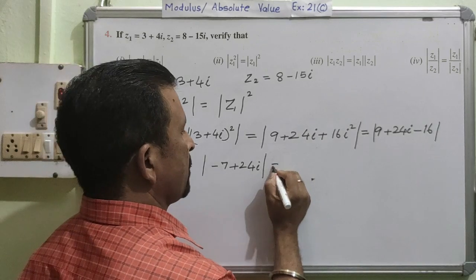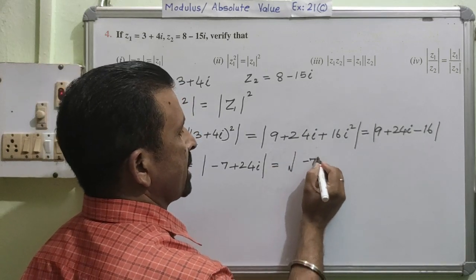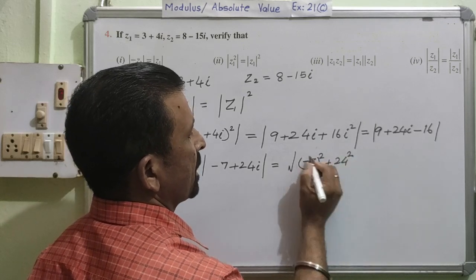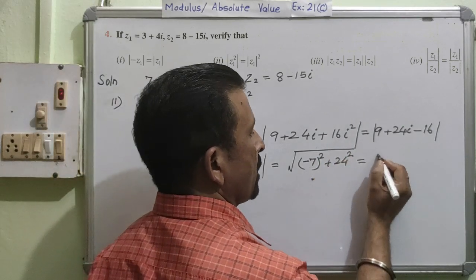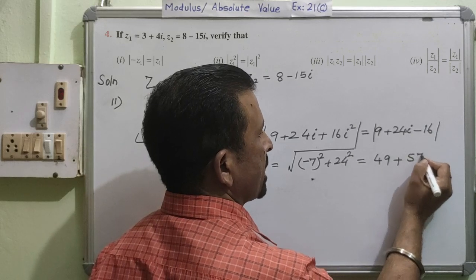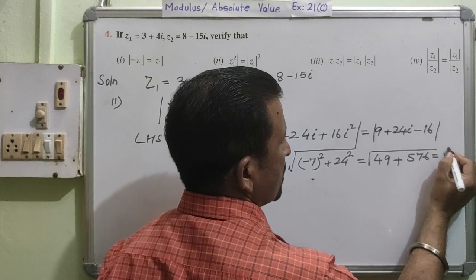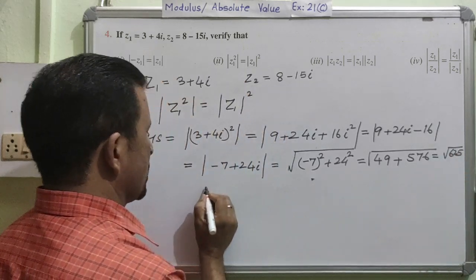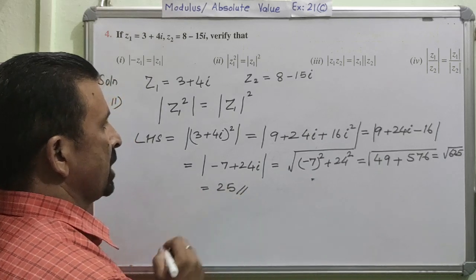So this is equal to the square root of negative 7 square plus 24 square. Now negative 7 square will be equal to 49, and the square of 24 is 576. When we add these two, it comes to 625, and the square root of this number is 25. That means the value of our left hand side is equal to 25.